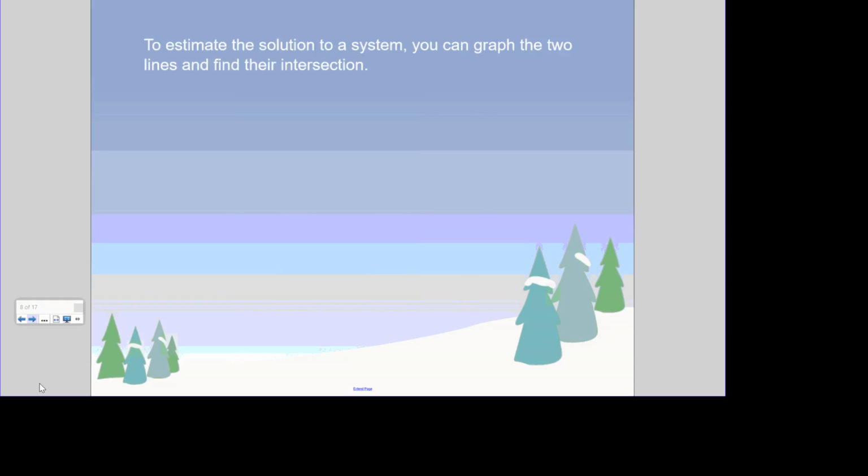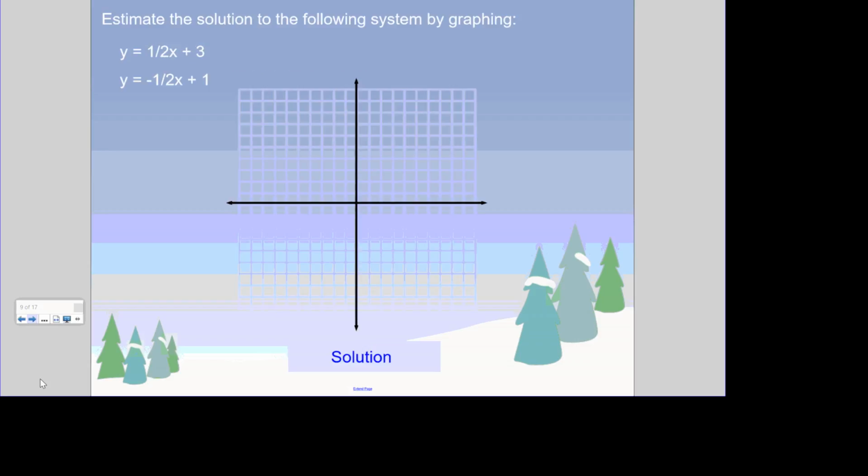Okay, so today we're going to explore how to estimate a solution, and we're going to be really using estimation today with the graphing method because we'll find other more exact methods later on this unit. But today we're just going to use graphing to really get a visual of what's going on in our system and make an estimate of that solution. So to estimate our solution, we can graph the two lines and find their intersection.